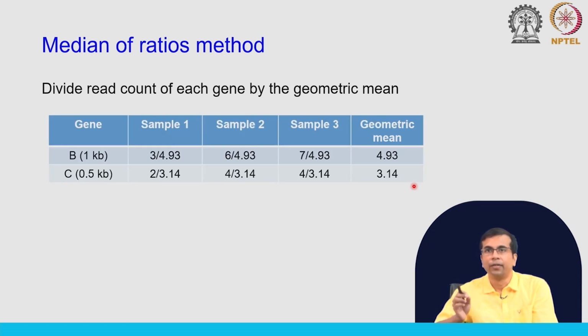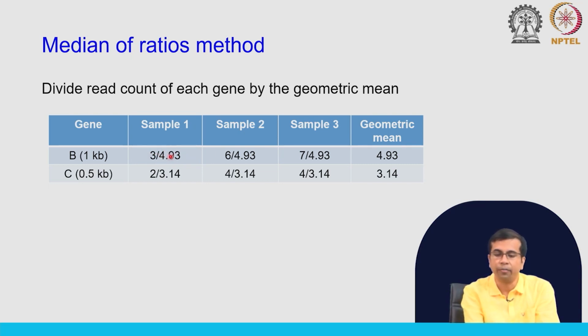So, we have to divide these counts by the last column. We have discarded the one with 0 value. Of course, you cannot divide by 0, and that is the first step, remember. We have to discard genes for which the geometric mean is 0. So, we are left with these 2 genes now, B and C, and for each read count we have to divide by the geometric mean of that gene.